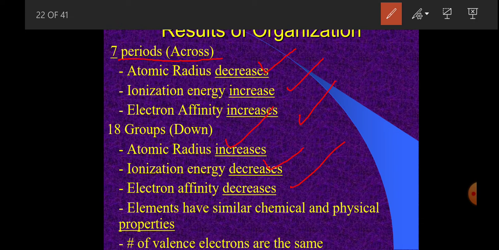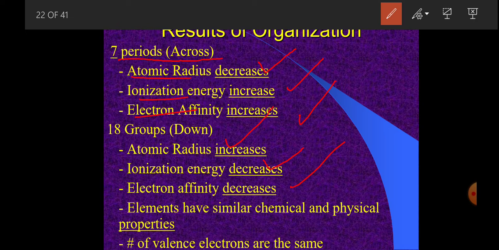So all these elements normally have a specific trend according to these 3 specific terms: atomic radius, ionization energy, and electron affinity.